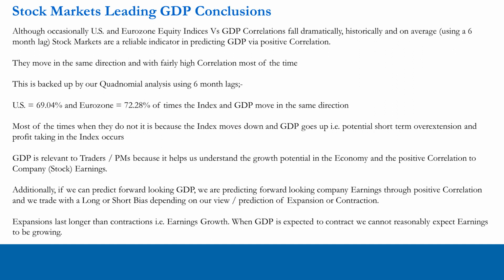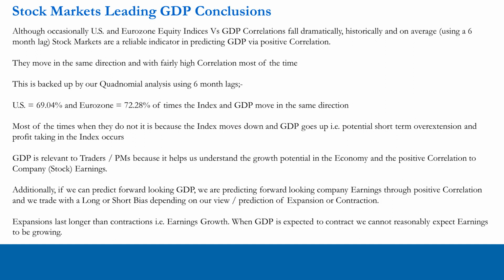And this is backed up by our quadnomial analysis using the 6-month lags. The US, 69%, Eurozone, 72% of times, the index and GDP move in the same direction. So this is the situation in the quadnomial where we have the 0, 0 and the 1, 1. And in the statistical correlation analysis, it's in the quadrants, top right and bottom left.